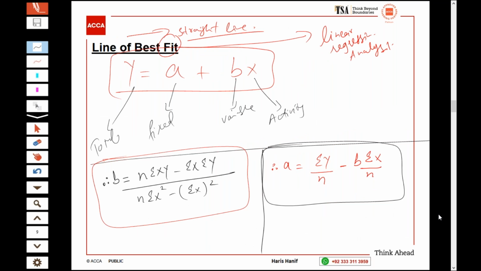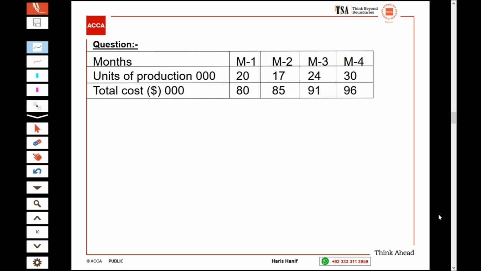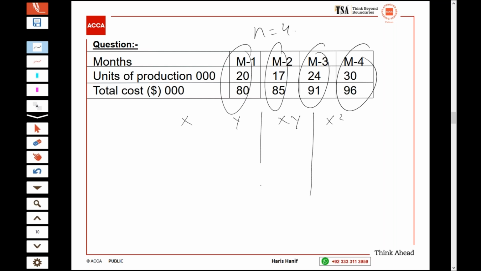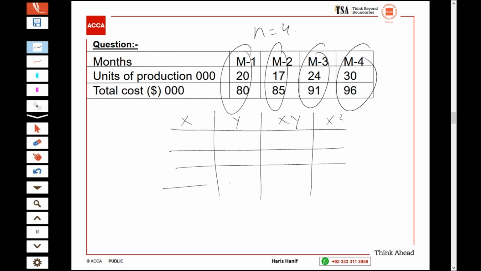All right. Now this is the line of best fit, and this is your question. Again, we have got 4 pairs, n is 4, and we have to draw the columns x, y, xy, and x square. I have already solved it because it is a lengthy, time consuming calculation. Basically, it is not difficult as such.